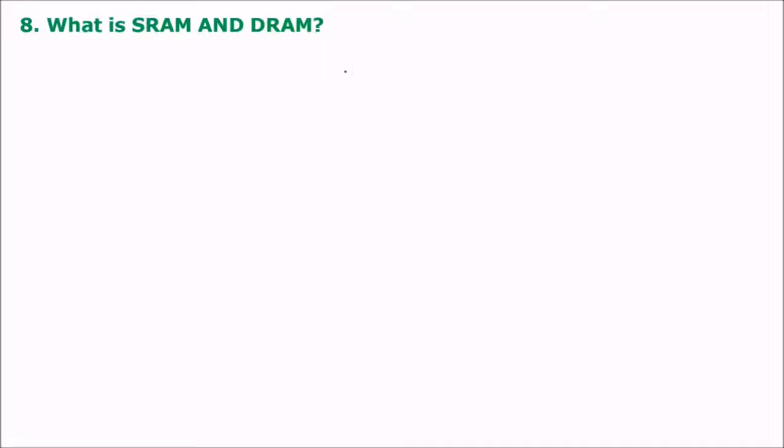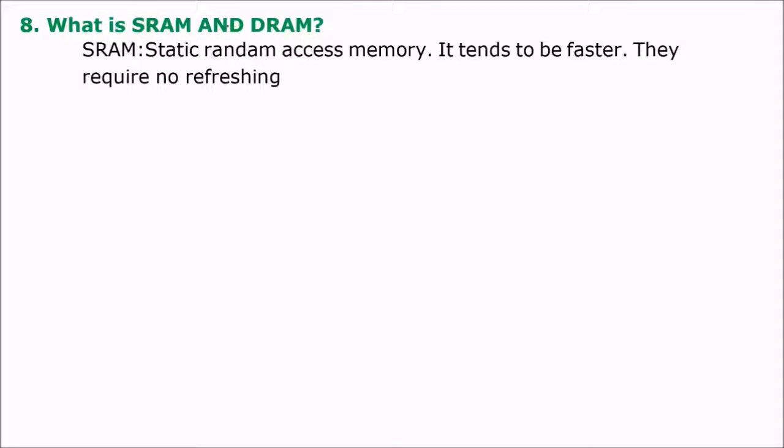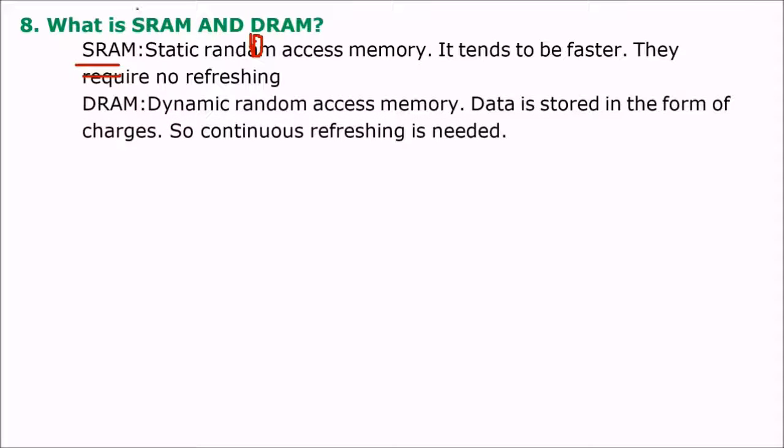What is static RAM and dynamic RAM? SRAM and DRAM. Static RAM is static random access memory. So it tends to be faster. They require no refreshing. While in dynamic random access memory, the data is stored in the form of charges, so it would require continuous refreshing.